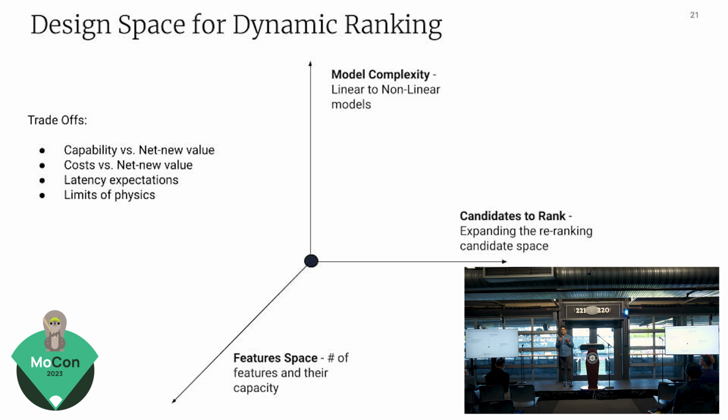Does it need 1,000,000? And does it need 1,000,000,000? So that's the feature space. And what are the sizes of those features? So that's the second knob. And the third knob is, how many candidates is the ranking function ranking?